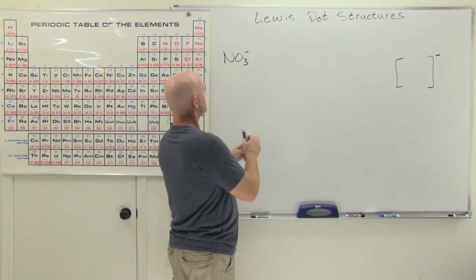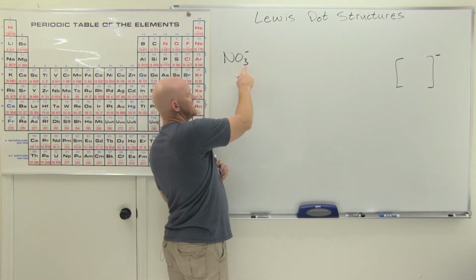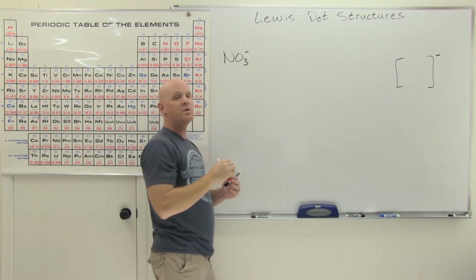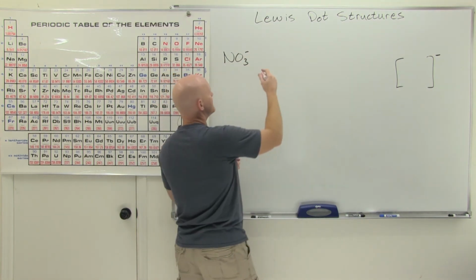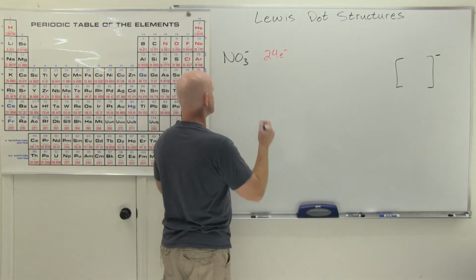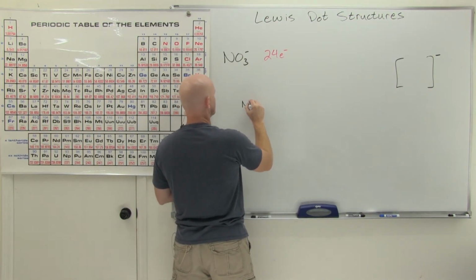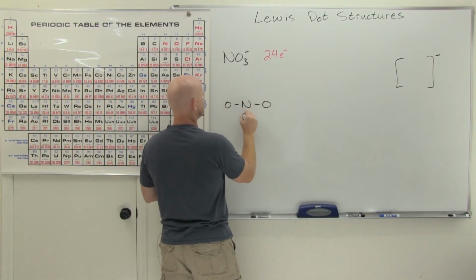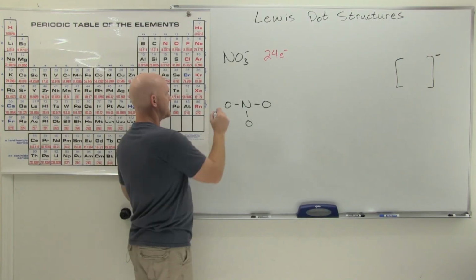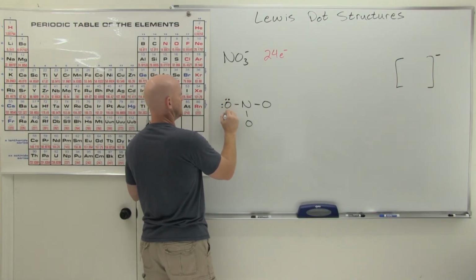All right. So if we look here, nitrogen's got 5 valence electrons, and each of the oxygens has 6. 3 times 6 is 18, plus 5 is 23. And because we're -1, we add 1 extra for a total of 24 valence electrons. Nitrogen is less electronegative, and so nitrogen's going to go in the middle. So there's our skeleton. We'll fill up those outside atoms, just like normal.